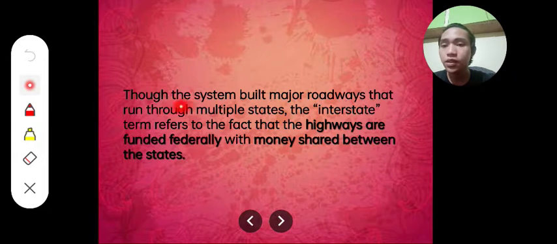And through the system, build major roadways that run through multiple states. The interstate term refers to the fact that the highways are funded federally with money shared between the states. So the interstate system, it is the highway, and it is funded with many countries, and it is between the states, shared money between the states.